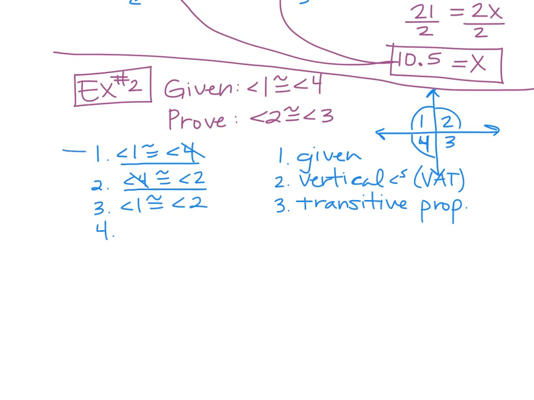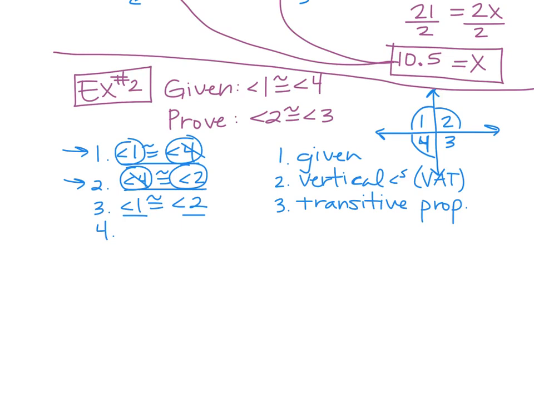Right, so if you look at 1 and 2, it says 1 is congruent to 4 and 4 is congruent to 2, therefore 1 is congruent to 2, right? Take out the 2 that are the same and what you're left with. So that would be transitive. Heather. Because 1 is a vertical angle to 3, so maybe 3 is congruent to 1.